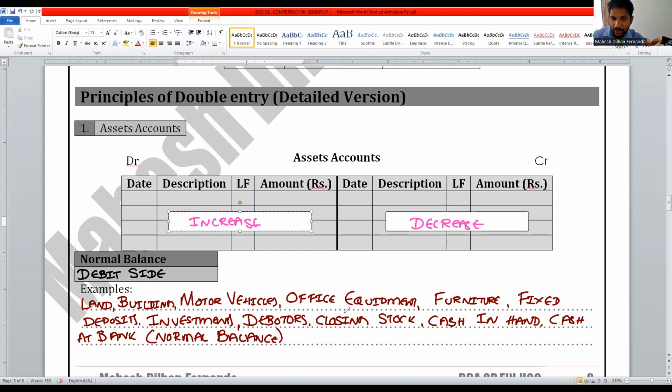Let's say as a result of a transaction, debtors have been decreased. Then what should we do? The debtors account should be credited. This is the principle. Why? Asset decrease is credit. Am I clear with you? Right. Any questions?